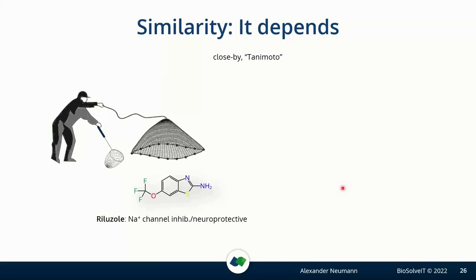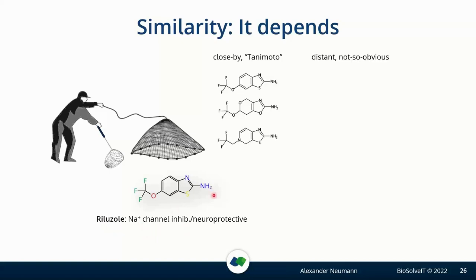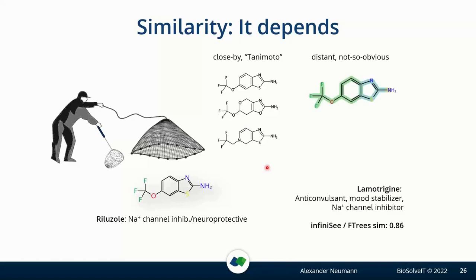The beauty of F-trees is that it's not relying on Tanimoto similarity. If you would start a search for riluzole, a sodium channel inhibitor, you would get these results from a Tanimoto search. From my perspective, very boring. There is no magic behind it. There are no surprises here and there. The compounds are similar, but this is Tanimoto, so this is what I expected. But this is not something I would like to see when I would like to perform a scaffold hopping approach or search for fuzzy analogs of the compound.